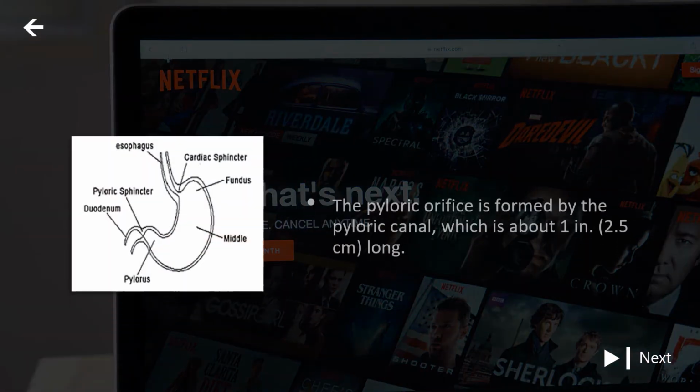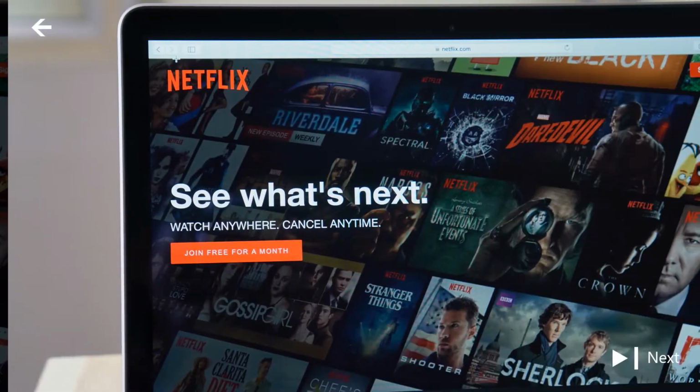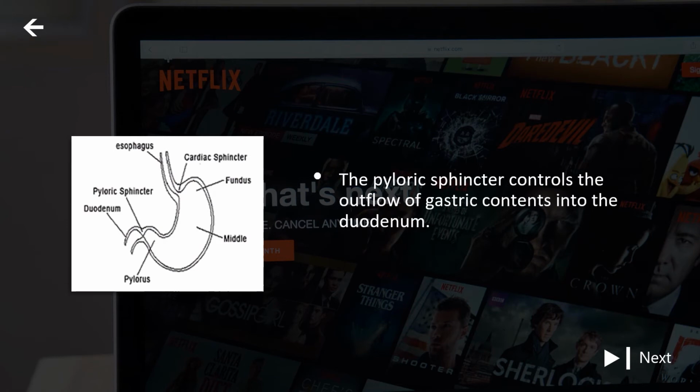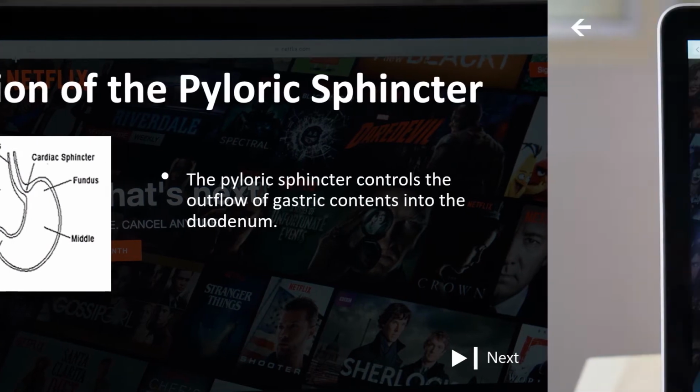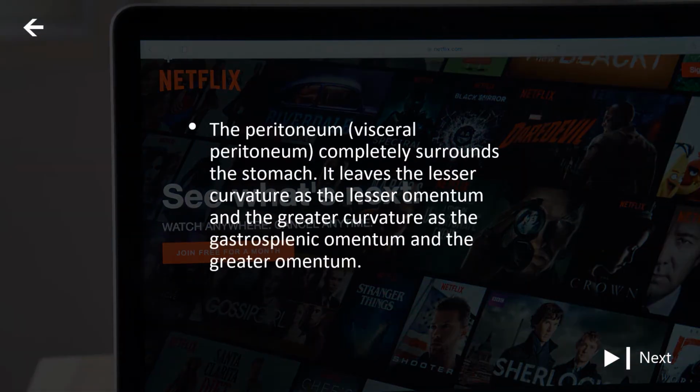The pylorus lies on the transpyloric plane, and its position can be recognized by a slight constriction on the surface of the stomach. The sphincter receives motor fibers from the sympathetic system and inhibitory fibers from the vagi. The peritoneum completely surrounds the stomach. It leaves the lesser curvature as the lesser omentum and the greater curvature as the gastrosplenic omentum and the greater omentum.